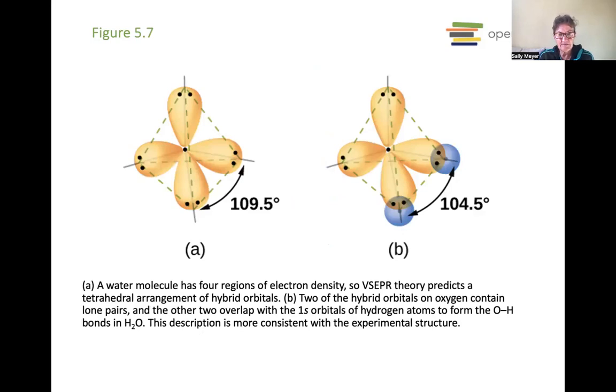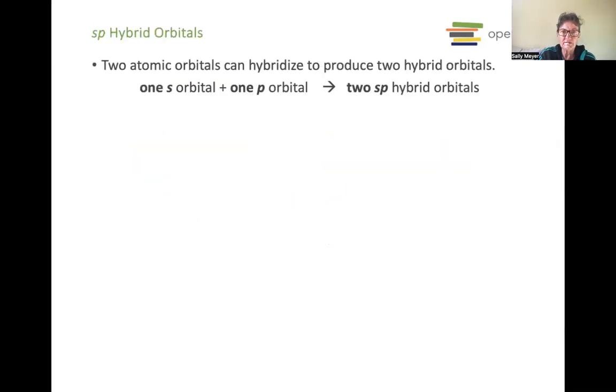So a water molecule has 4 regions of electron density. It has 2 lone pairs on the oxygen and 2 bonds. And so VSEPR would predict that it's tetrahedral. And 2 of those hybrid orbitals on oxygen contain lone pairs. So we're going to talk about how you can make hybrid orbitals in order to describe the geometry.